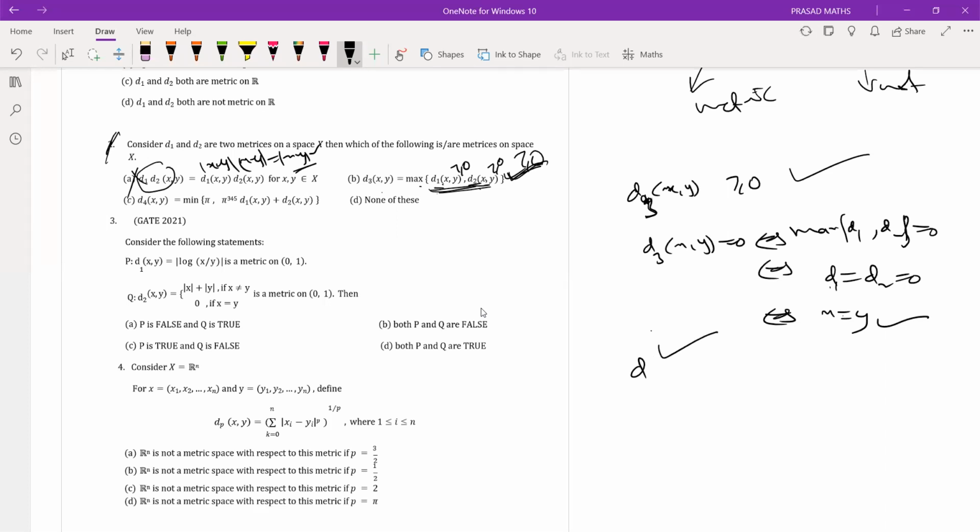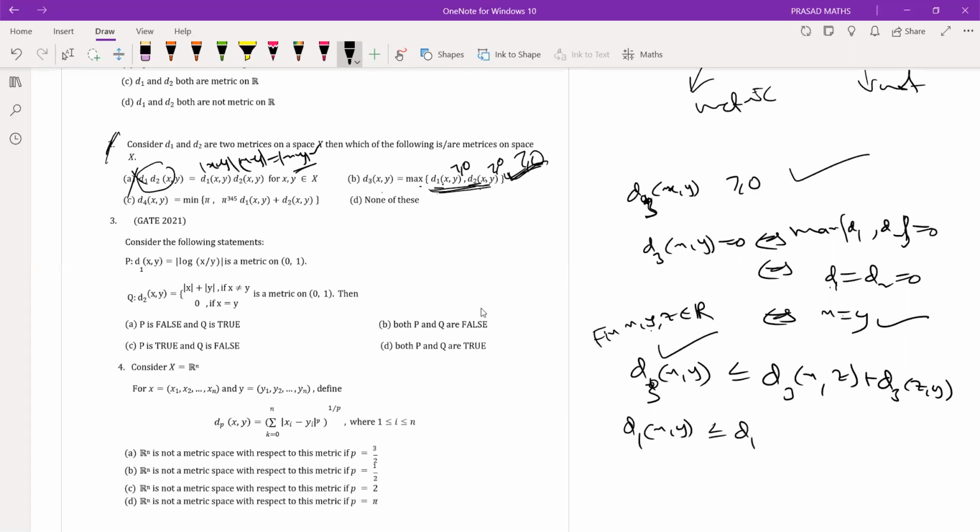So what about the triangle inequality? That is important. You take 3 elements. I want to show that d3 of x comma y is less than or equal to d3 of x comma z plus d3 of z comma y. Is it true actually? Yes. Because when you have a maximum, you start with d1 of x comma y. This is always less than or equal to, by triangle inequality, d1 of x comma z plus d1 of z comma y, because d1 is a metric.